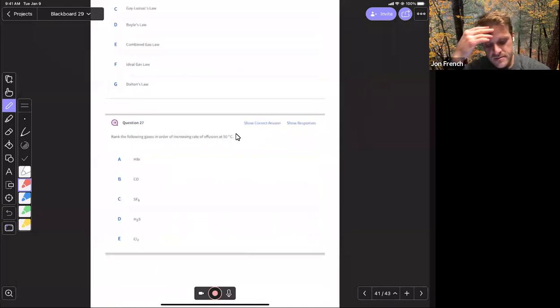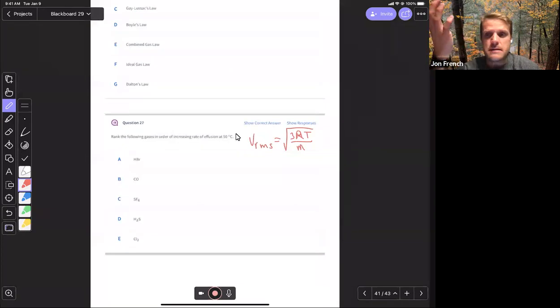Question 27, right? Oh, okay. The rate of effusion, this is tied to root mean squared speed, right? So root mean squared speed is the square root of 3RT over M. Basically, the faster a gas is moving, the faster it's going to effuse. If you fill up a balloon, right, you come back 3 days later and that balloon is shrunk, right? The balloon is shrunk because the gas molecules are escaping, right?